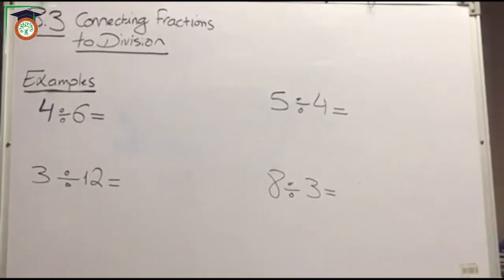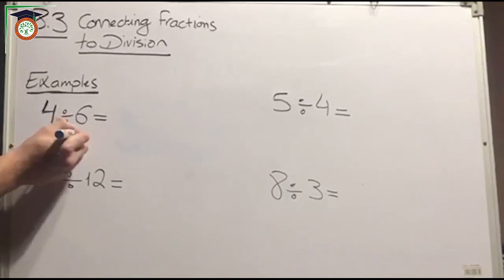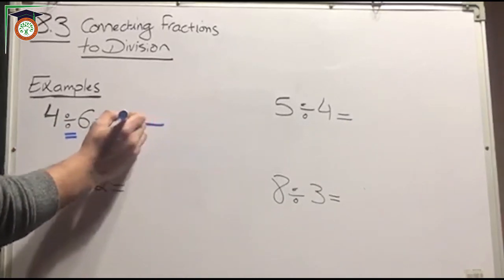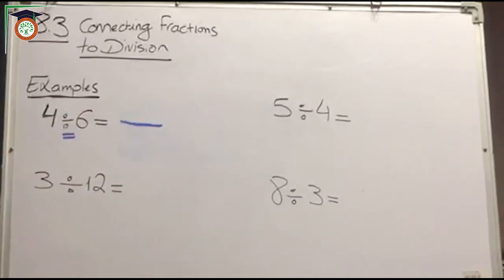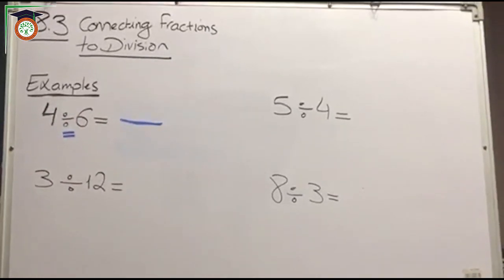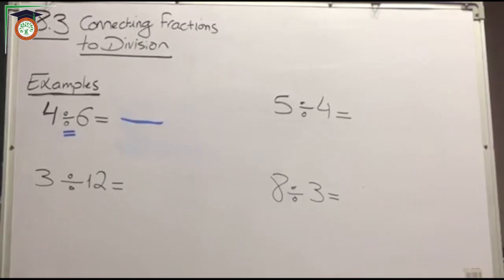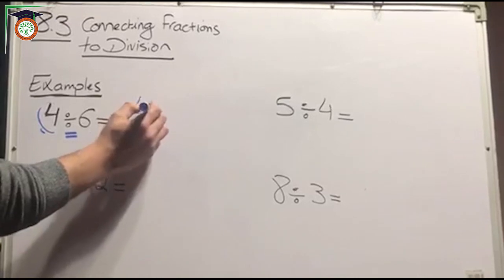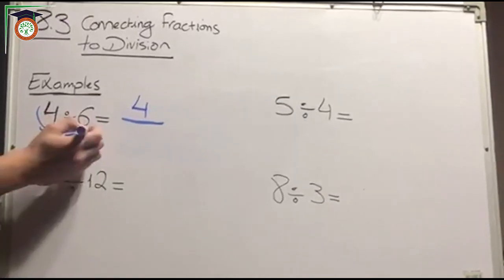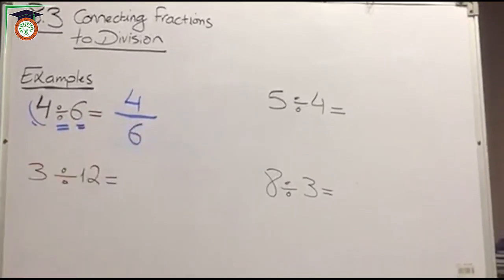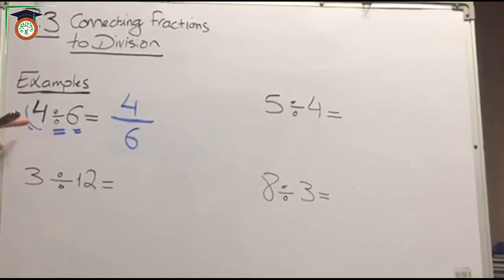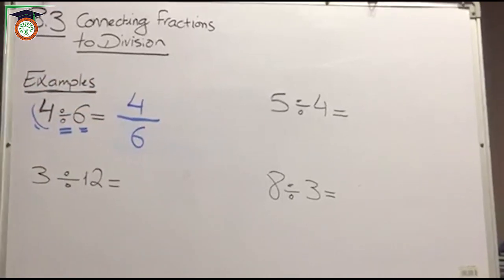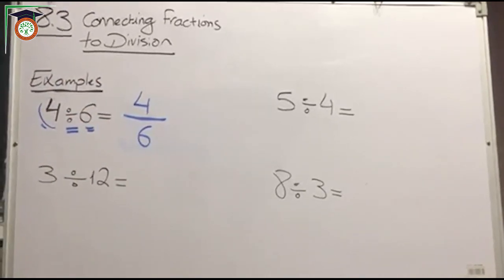Now we already talked about how the division sign is equivalent to the fraction bar. This fraction line is equivalent to the division sign. They mean the same thing. They both mean that we are dividing. For this number here, I have a 4. This 4 goes to the numerator above, and this 6 goes to the denominator below. So instead of writing it as 4 divided by 6, I can write it as 4 over 6, and it is going to mean the same thing.